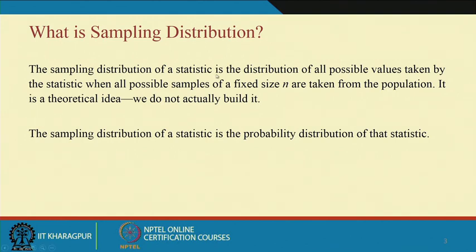The sampling distribution of a statistic is the distribution of all possible values taken by the statistic when all possible samples of a fixed size n are taken from that population. It is a theoretical idea, we do not actually build it. The sampling distribution of a statistic is the probability distribution of that statistic. So, let us explain a little more here.